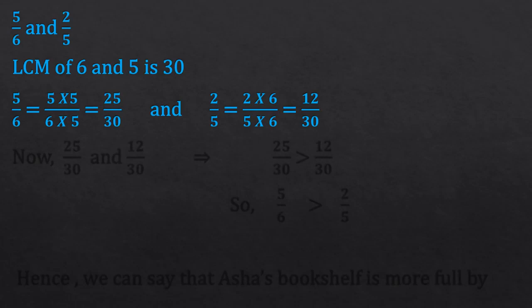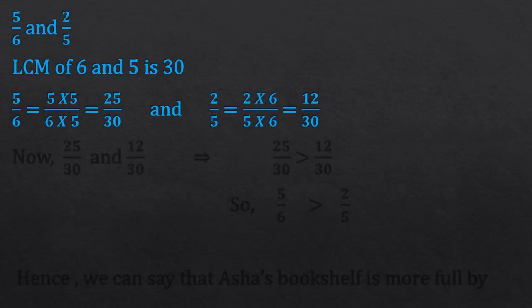Now see the second fraction, 2 upon 5, which is Samuel's bookshelf part. In 2 upon 5, the given denominator is 5 and we have to convert this 5 also into 30. How will we convert? By multiplying 5 by 6. So if we multiply the denominator by 6, we will multiply the numerator also by 6. 5 sixes are 30 and 2 sixes are 12. So our fraction is now 12 upon 30.